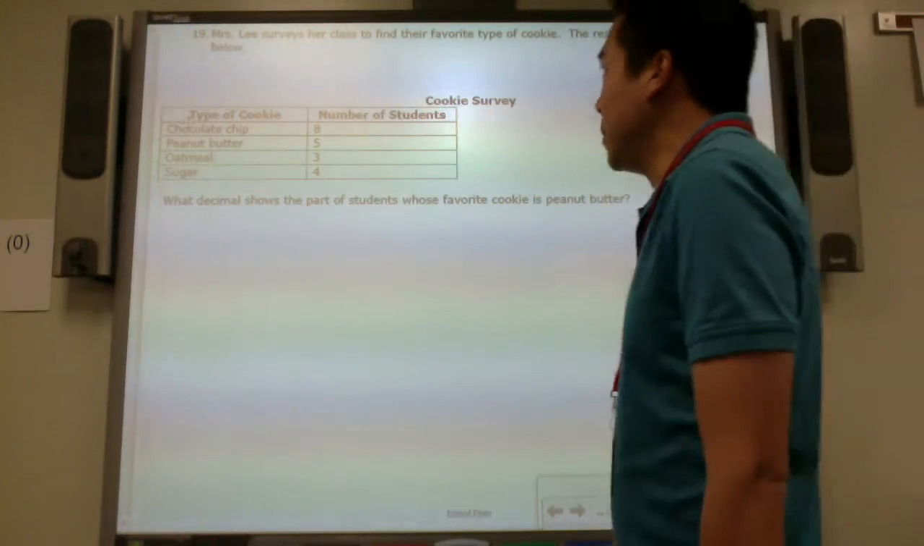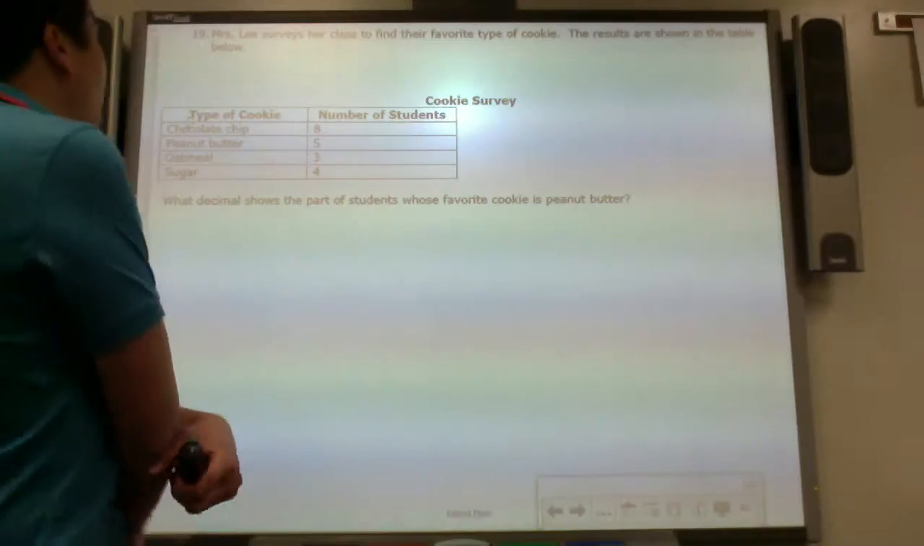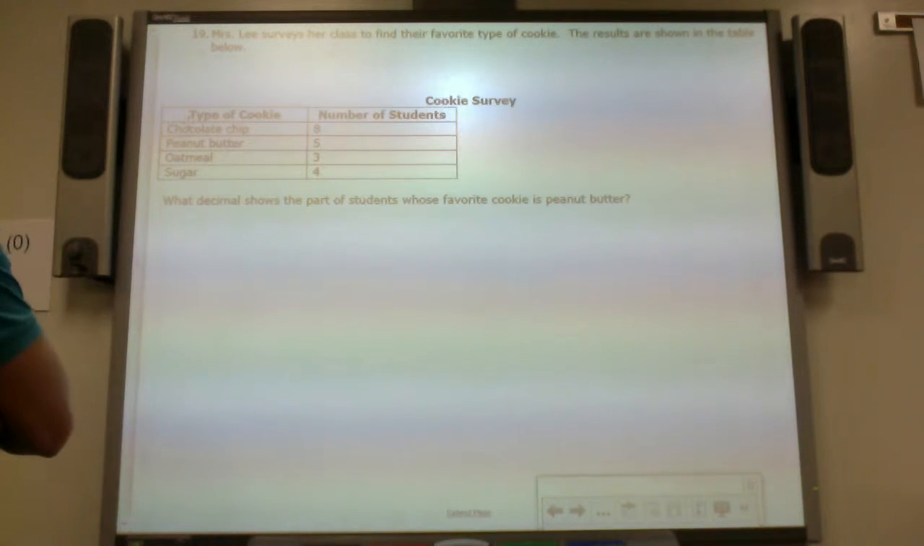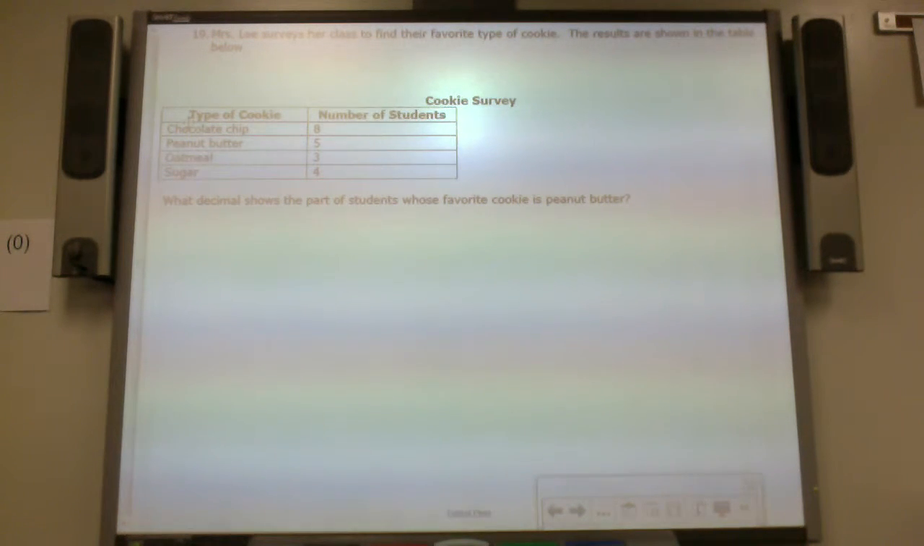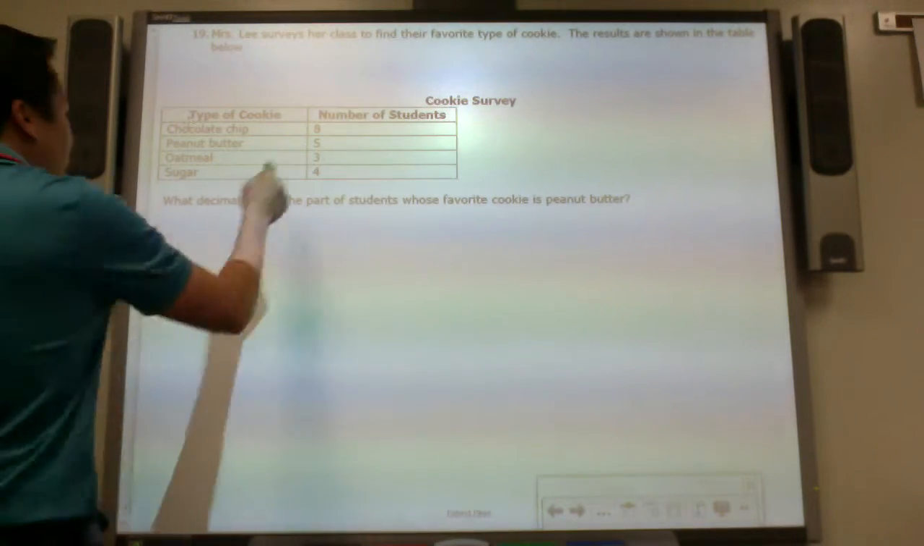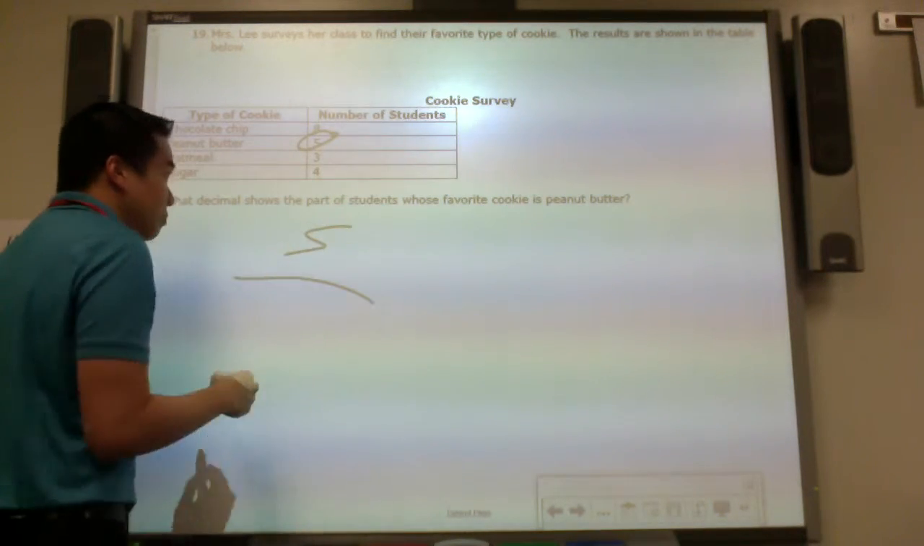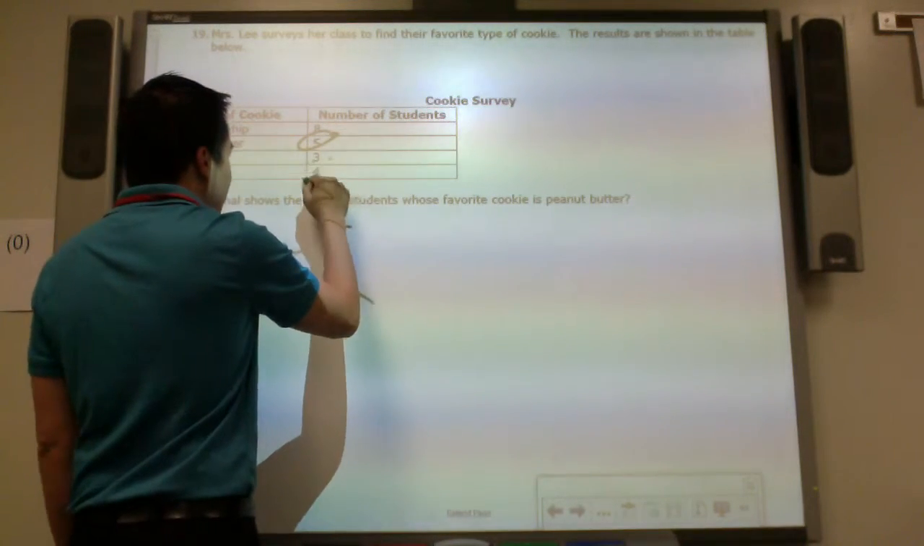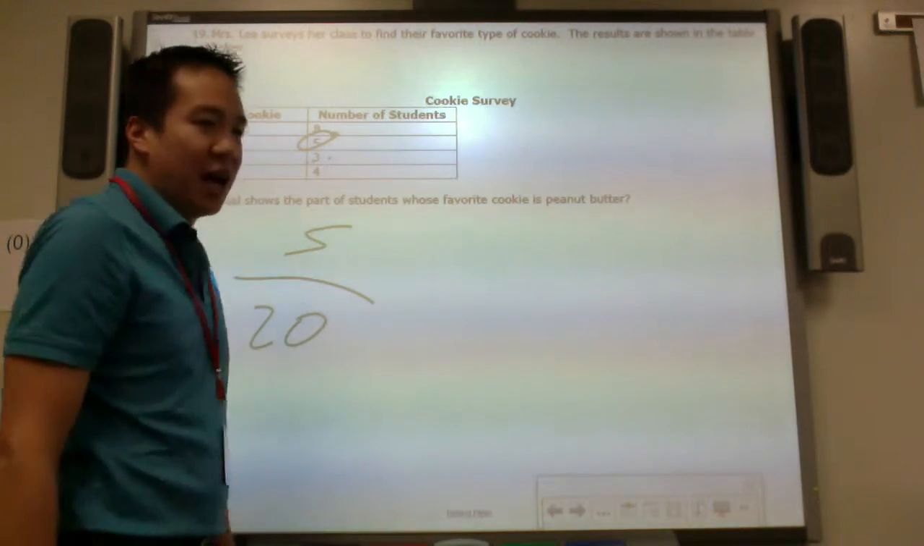Number 19, Miss Lee surveyed her class about their favorite type of cookies. The results are shown on the table below. A lot of people like chocolate chip. What decimal shows the part of students whose favorite cookie is peanut butter? 5 kids like peanut butter. Okay, out of what? That's 13, 14, 15, 16, 17, 18, 19. Out of 20 students. 5 people like peanut butter.